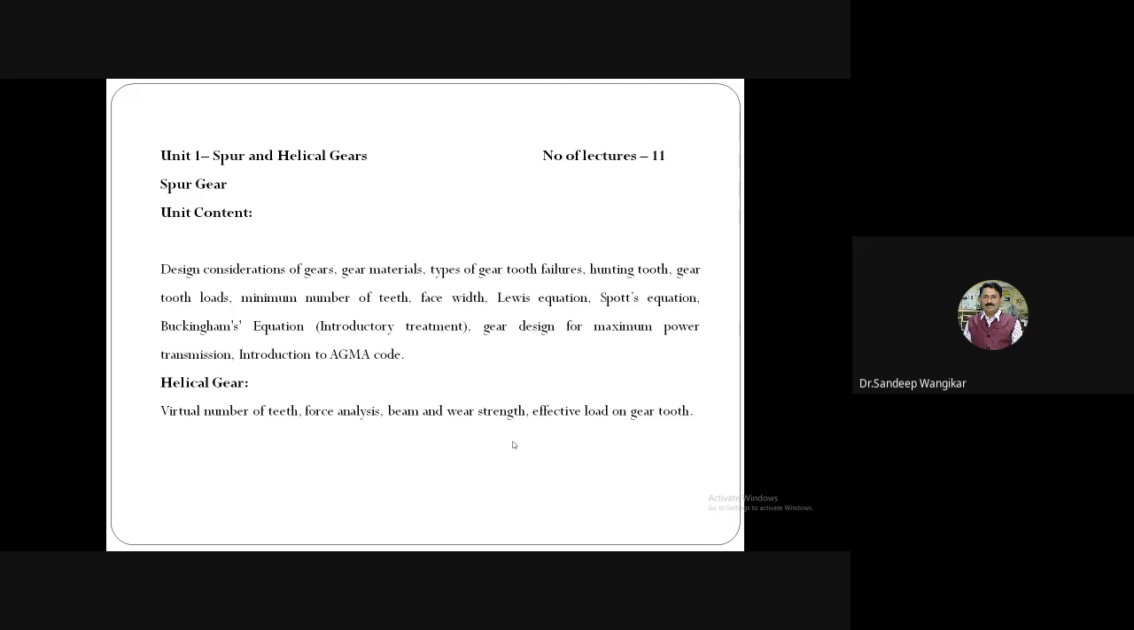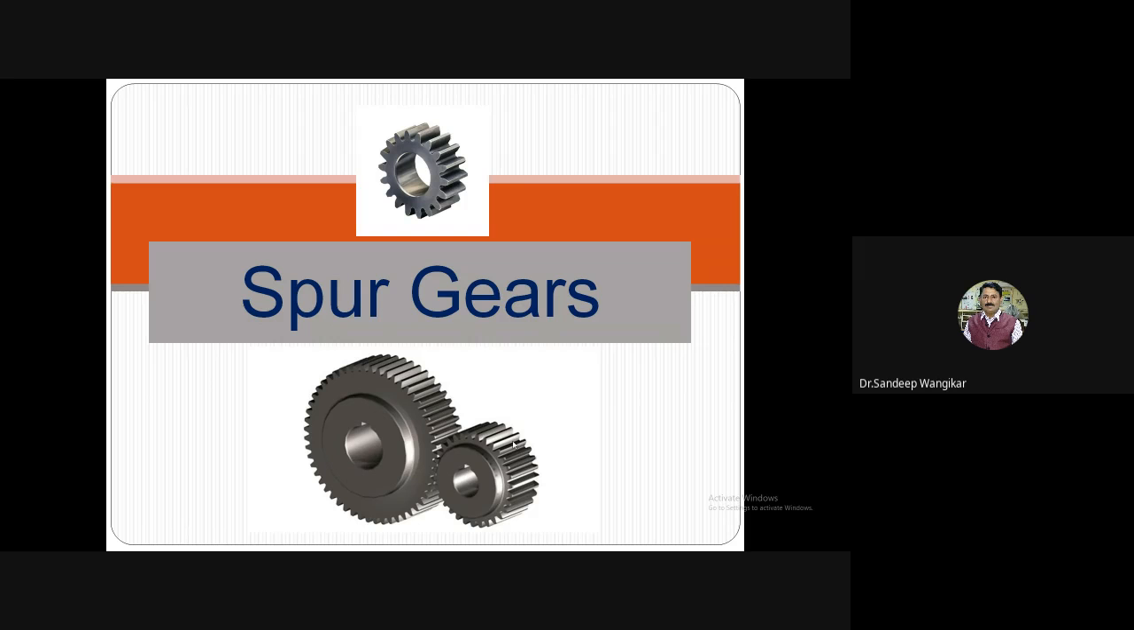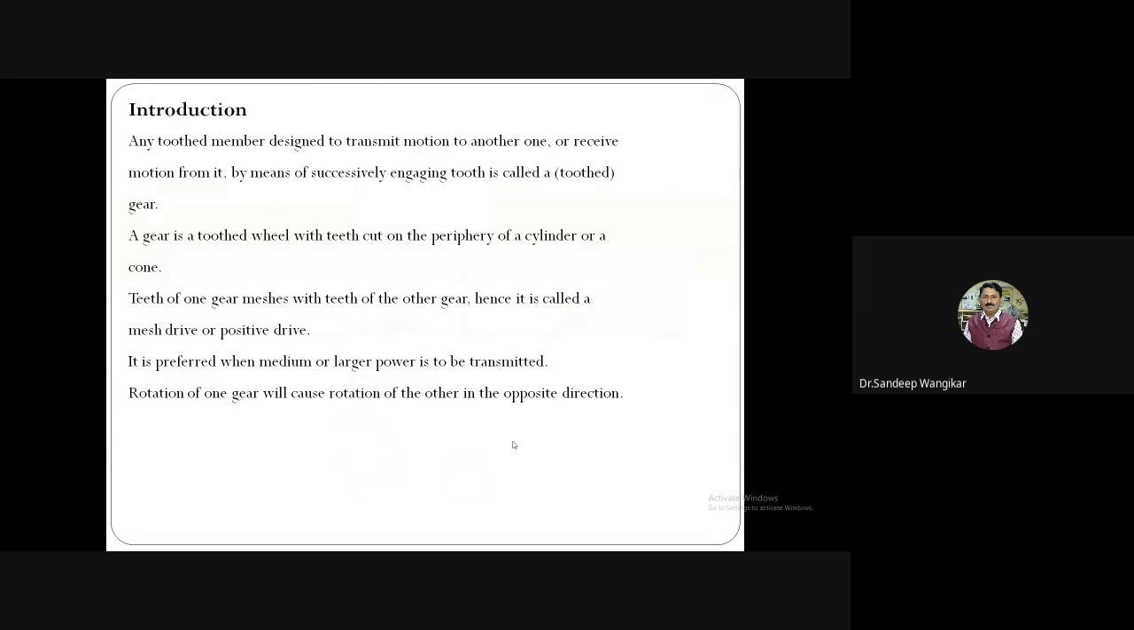Lewis's equation, Buckingham's equation, gear design for maximum power transmission, an introduction to AGMA code, American Gear Manufacturers Association. These are the things we will be discussing in spur gear, and then next is helical gear. So in helical gear: virtual number of teeth, force analysis, beam strength and wear strength, and effective load on gear tooth. So let us start with spur gear.